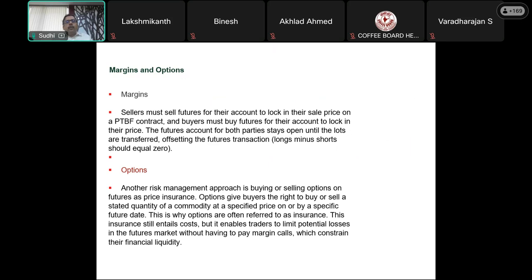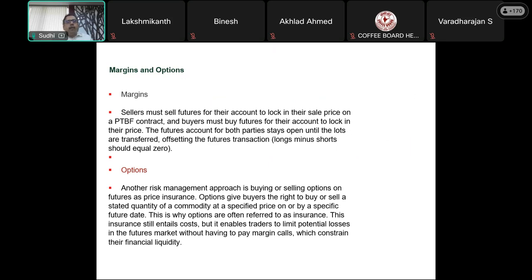We initially talked about the option. As this market is technical and a lot of financial instruments are involved in it, you need to pay the margin money, you need to pay the initial money. And you are also hedging your risk.